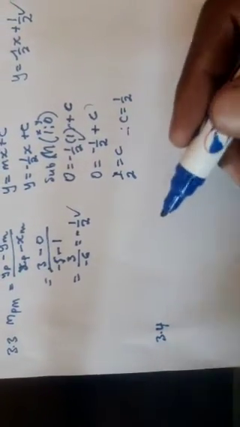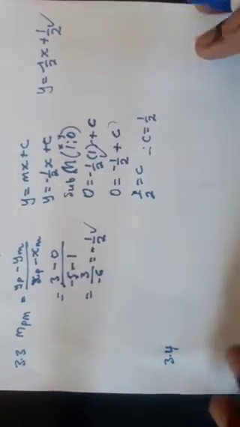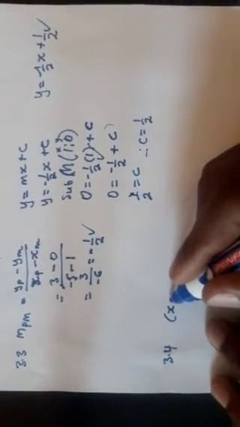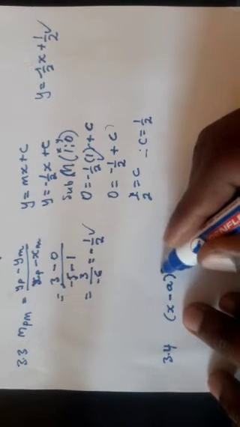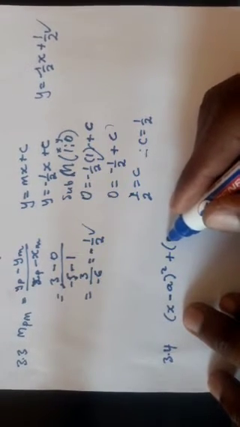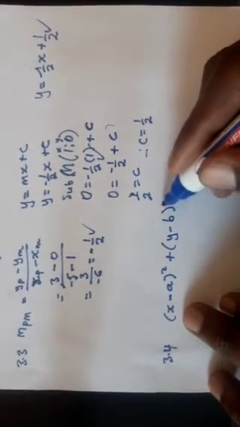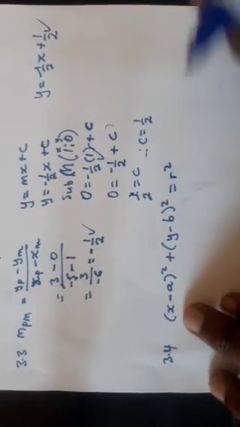Now the standard formula, if you check on a formula sheet, we can see a formula like this: x minus a all squared plus y minus b all squared equals r squared.